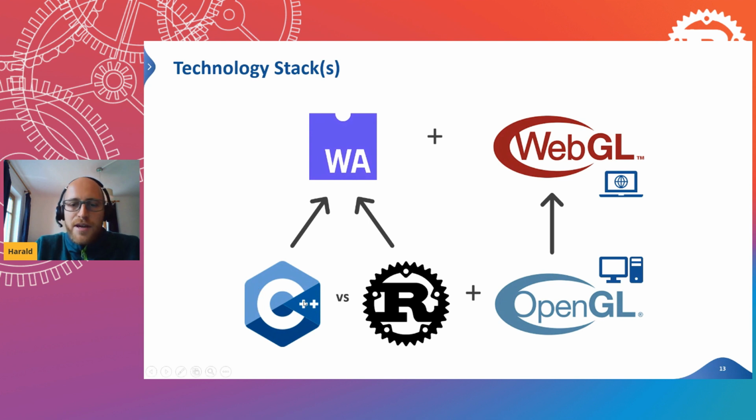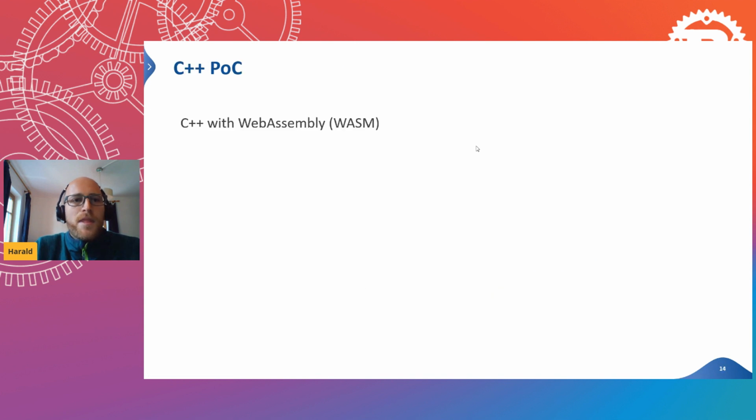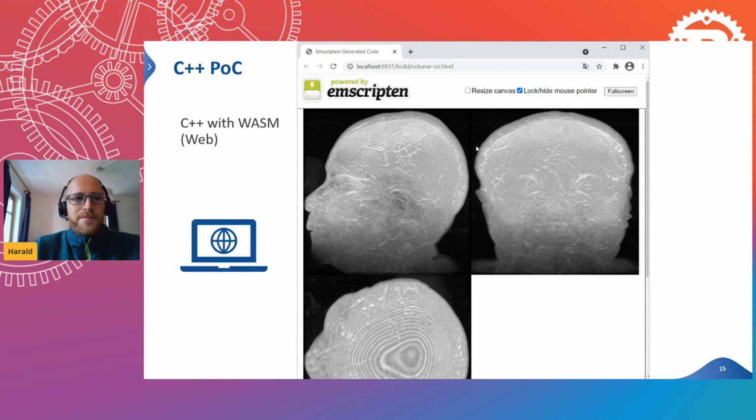And for each of them, we tried to also generate WebAssembly code. In the desktop version, we use OpenGL for the visualization, and in the browser version, it should use WebGL for the visualization. So yeah, here you see the result of our basic C++ prototype.